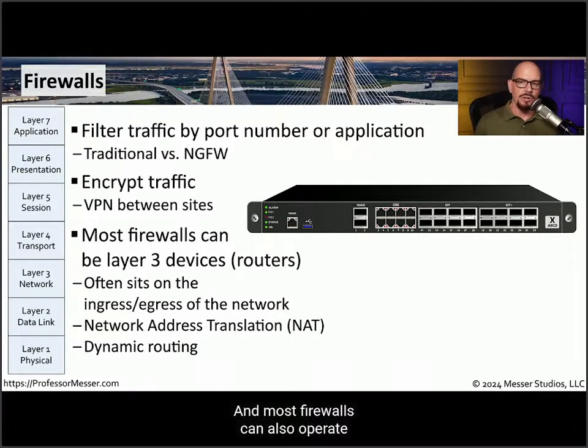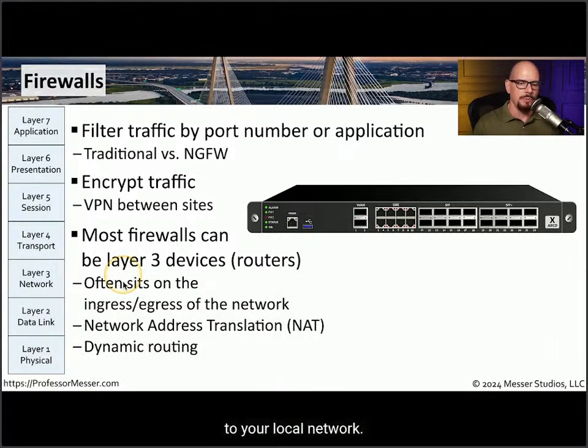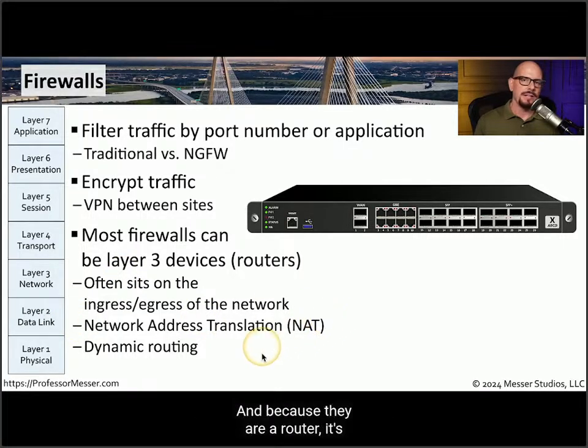And most firewalls can also operate as a Layer 3 device, which means the firewalls themselves can act as a router. That's because they are often sitting right between the ingress and egress point of your network, where all the traffic on the inside of your network is going to the outside or internet connection, and your internet traffic is coming inbound to your local network. We rely on the firewall to be able to manage the communication between the inside and the outside of the network. To be able to perform this functionality, many firewalls also provide network address translation or NAT, and because they are a router, it's very common to have dynamic routing protocols supported inside of the firewall as well.